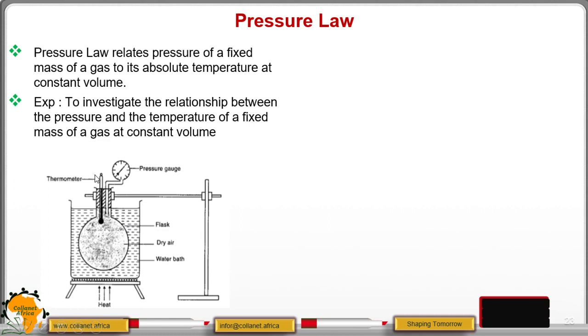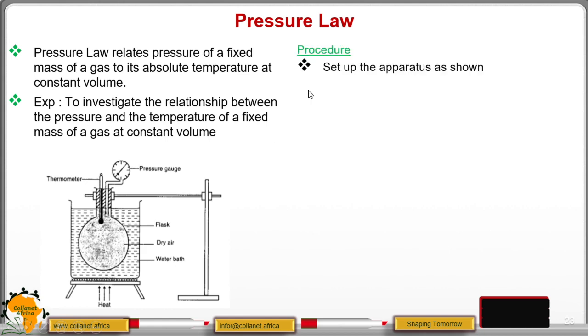We have the thermometer. As you can see, we have the round bottomed flask, we have the pressure gauge, and the container is fixed, or we have sealed the container to ensure that the volume is constant. Remember, we must ensure that the volume is constant. Now, what we are changing is the pressure and the temperature.